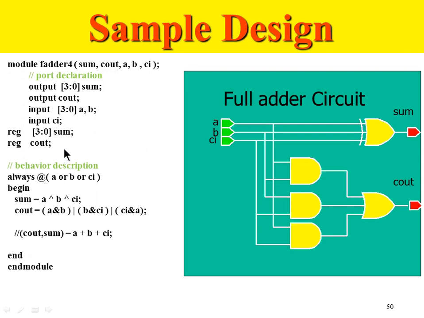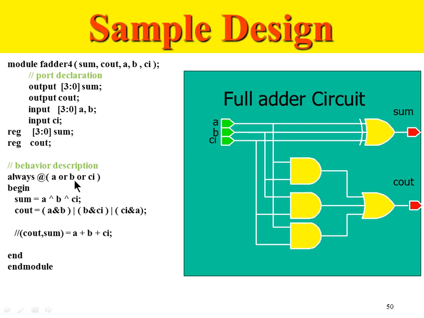And as the rules go, we have to declare a reg for that with the same name as the output port and the same width as the output port. Only then I can assign this inside the always block. Then this is a behavioral description of an adder.